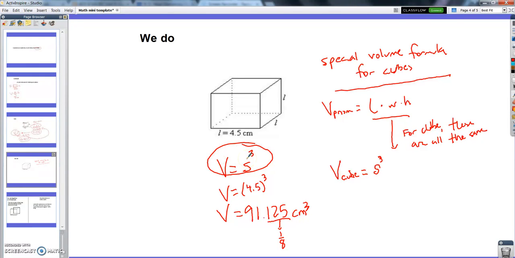That's it. If you need any additional help, go back and watch these 2 examples again. If you feel like you got a good handle on them, you're all set.